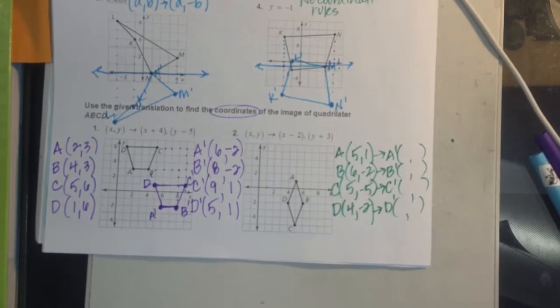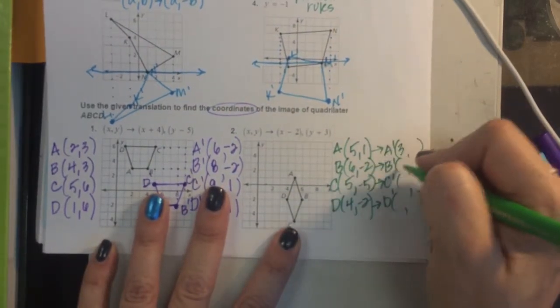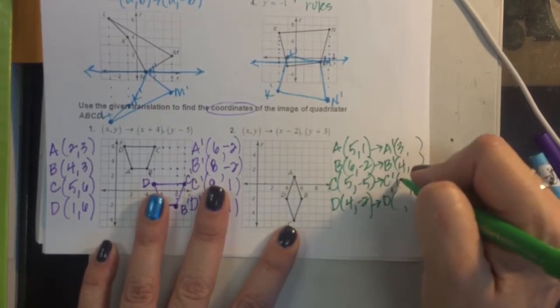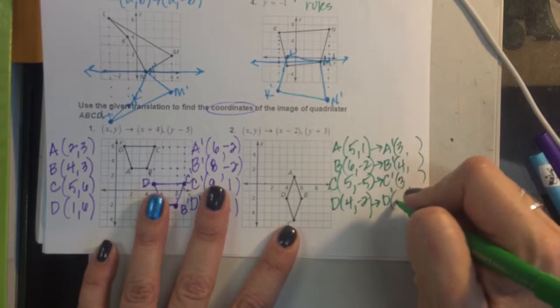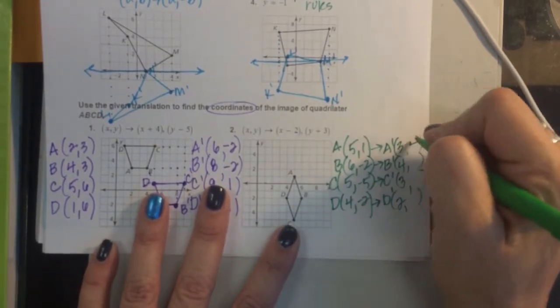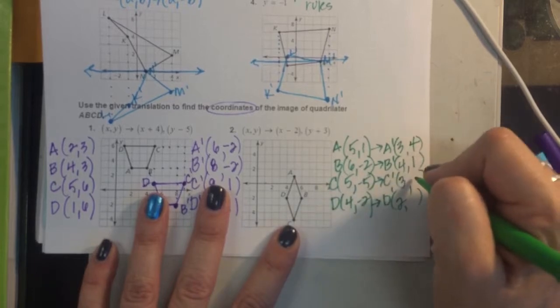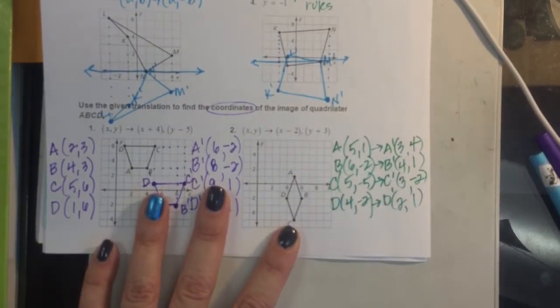So what are all the x values for the A primes? What do we got here? 3. B, 4, 4, 4. Okay. And then adding 3 to all the y's: 4, 1, negative 2, 1.